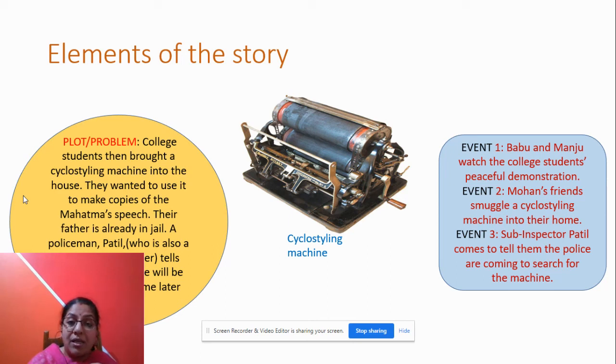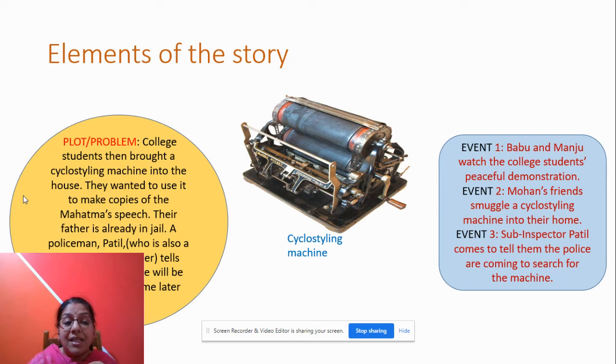Later, Mr. Patil, who is a police inspector and also a friend of their father, had come home and he said, please hand over the machine to me because I got news that the police are going to come and check your house. So I don't want anyone to be in trouble. I don't want any one of you to be in jail. Already your father is in jail. Please hand over the machine to me. Then Amma, that means mother of the family, handed over the cyclostyling machine to Mr. Patil, who is the police inspector.